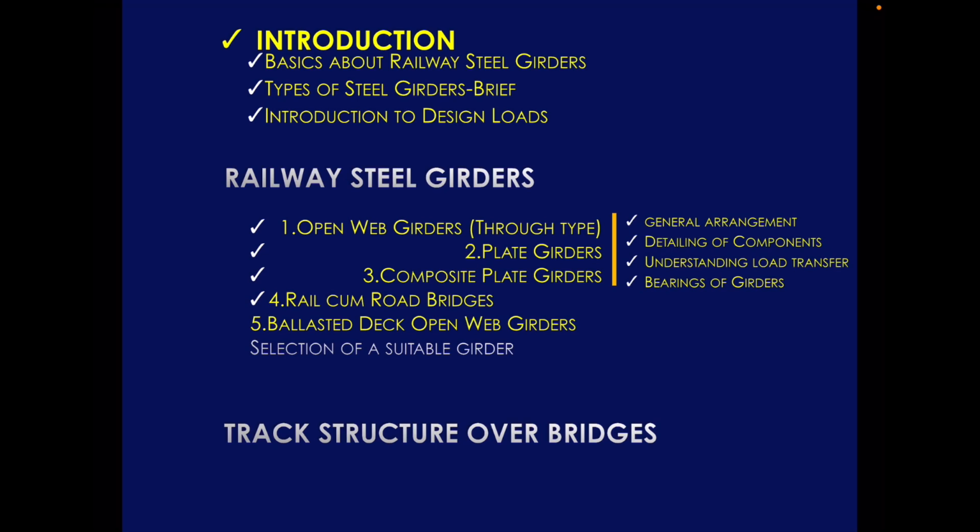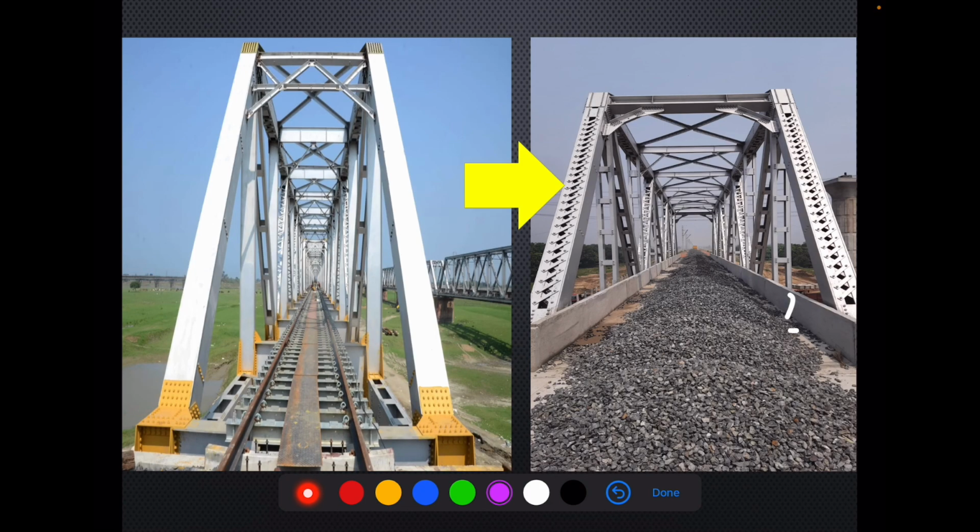Hi. In this lecture, we will see the ballasted deck open web girder. Let's see what this ballasted deck open web girder is, and this is the normal through type open web girder with steel sleepers. So what is the difference? Basically, the difference lies in the way the track is laid over the girder, and also in the way the load is transferred from rail to bridge and bridge to substructure.